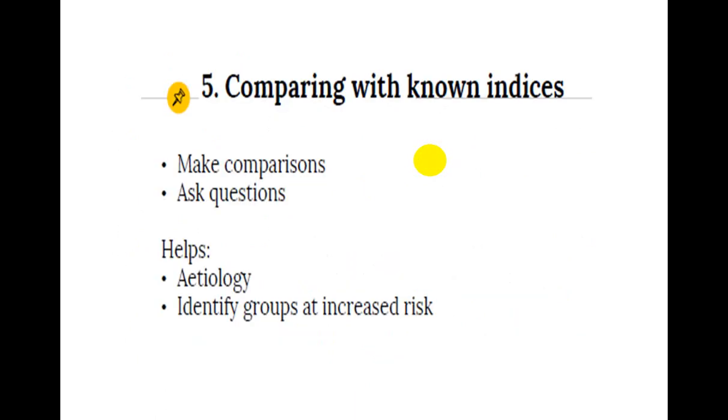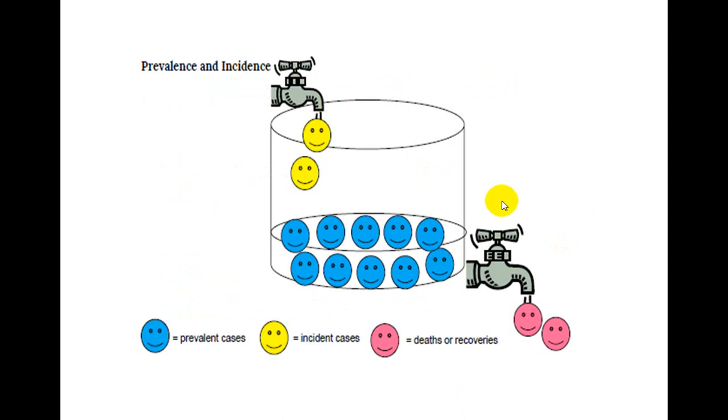Yellow is the incidence, while blue is the prevalence, old plus new cases. Incidence is only new cases. This is a bathtub. The pink one indicates the occurrence of death.